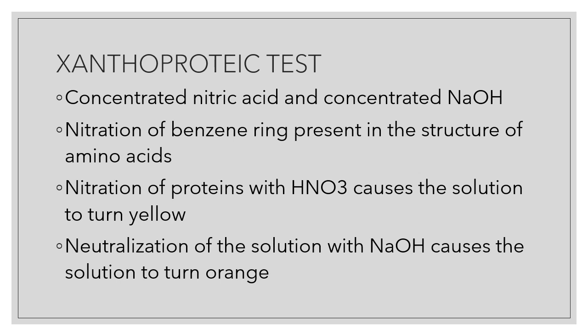When you have a protein that contains tyrosine, tryptophan, and phenylalanine, it will give a positive result for your xanthoproteic test. A positive result is yellow to orange. That is for your xanthoproteic test, and it detects the benzene ring present in the solution.